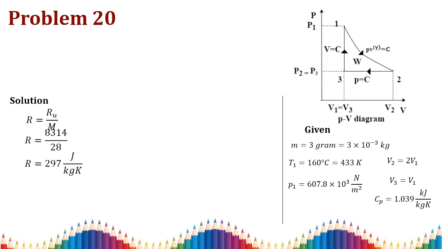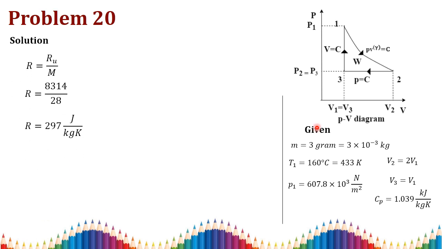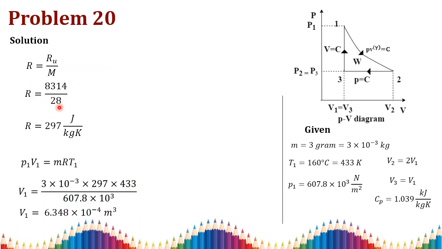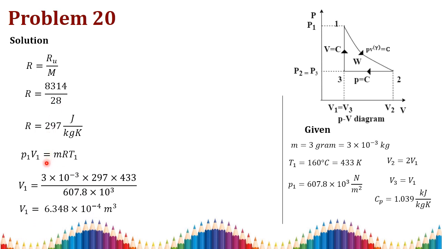So with this given data, first we can find R as R_u by M. R_u is the universal gas constant 8314, and the molecular mass of nitrogen is 28. So R is equal to 297 joule per kilogram Kelvin. Then with the ideal gas equation, P1 V1 is equal to m R T1, you find V1: 3 into 10 to the power of minus 3 as mass, R 297, and temperature 433, divided by the pressure. Then you will get the volume as 6.3 into 10 to the power of minus 4 meter cube.